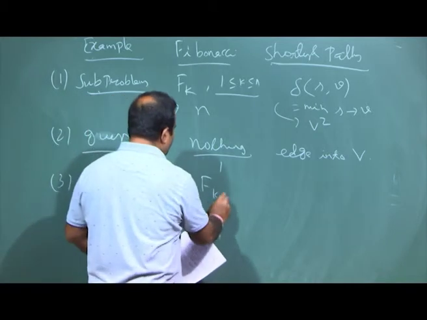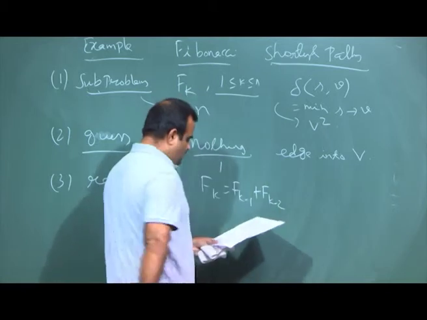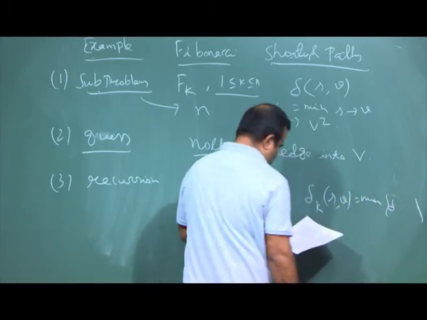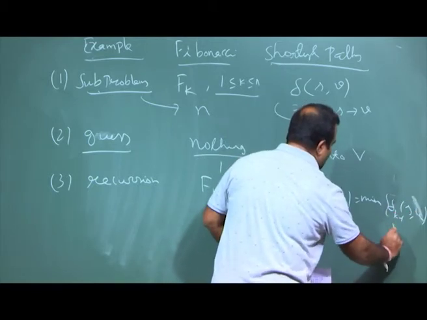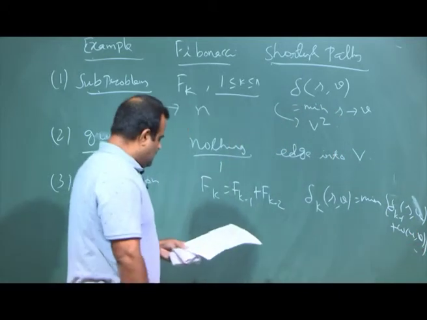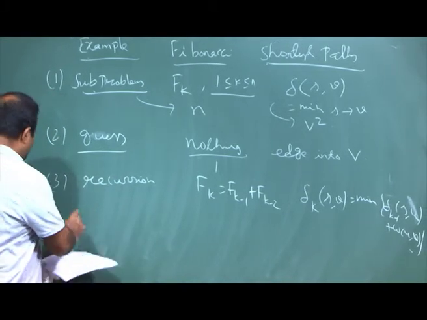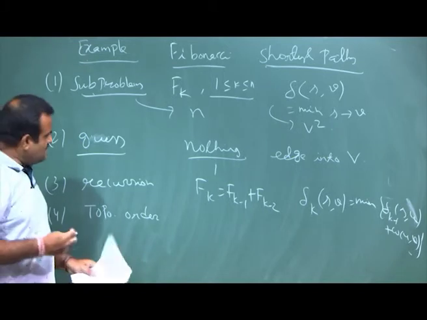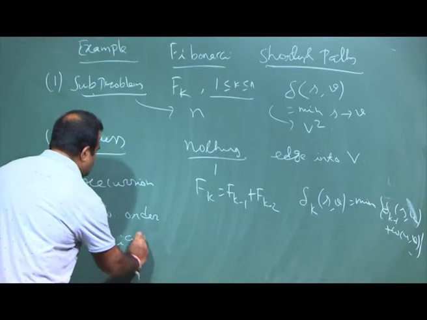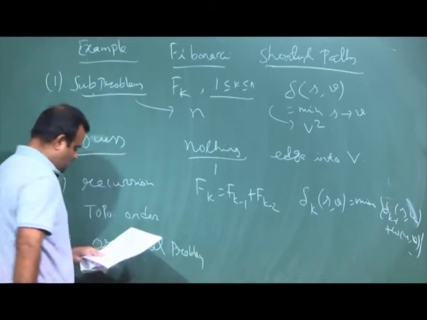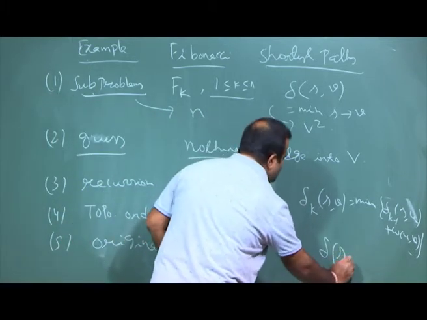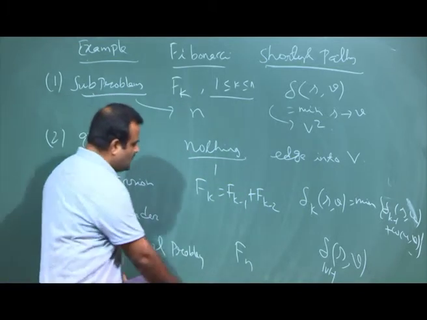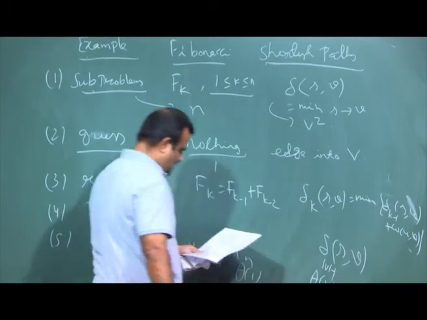For Fibonacci we know the recursion: f k is equal to f k minus 1 plus f k minus 2. For shortest path the recursion is delta k of s comma v is the minimum of delta k minus 1 of s comma u plus w of u comma v. Then we need to check the topological order for the DAG. Then we have the solution for the original problem, which is f n here, and delta V minus 1 of s comma v there.